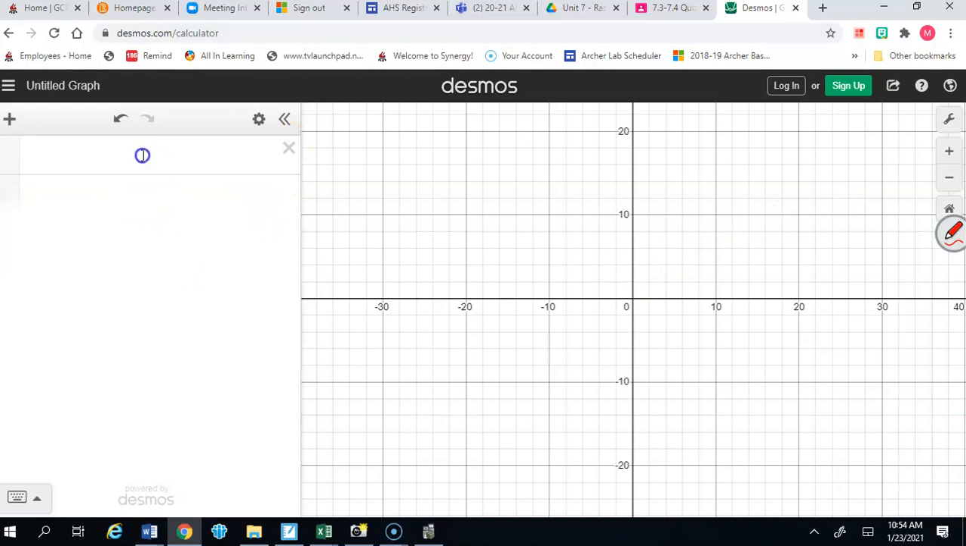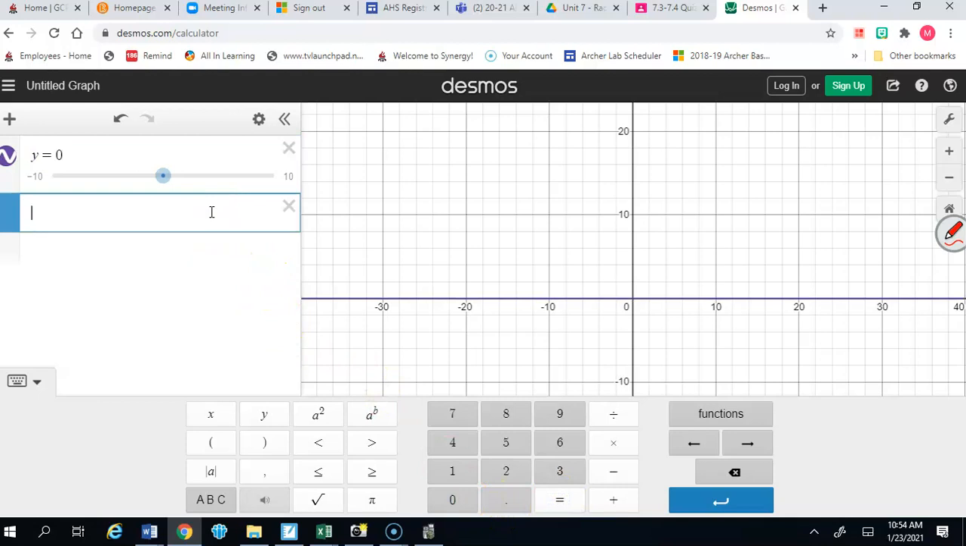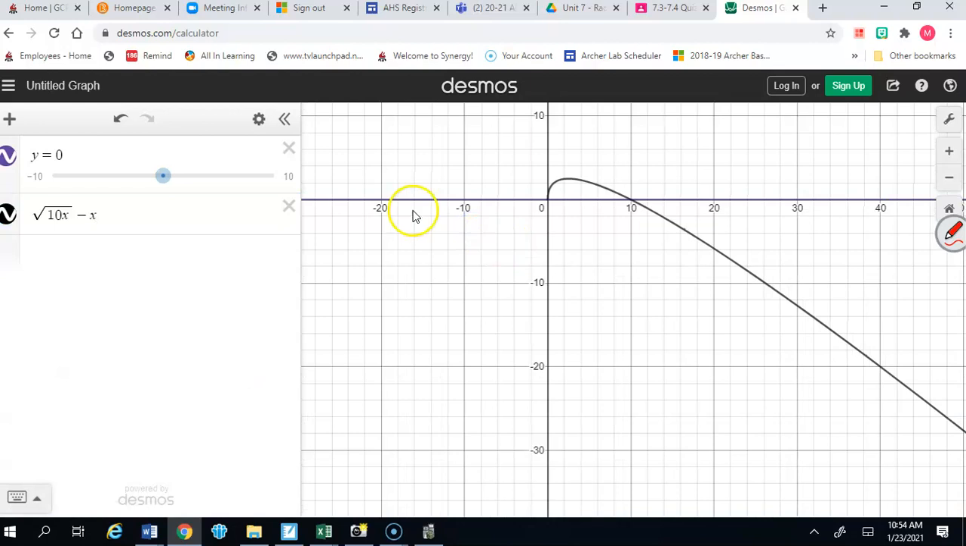So on number 5, we had y is equal to 0, so put that in first. And then down here, we're going to put the square root of 10x. Be careful when you're doing this. Make sure you click outside of that radical so that you can say minus x, because you don't want that underneath the radical. So now in this one, hopefully you can see that purple line right there.